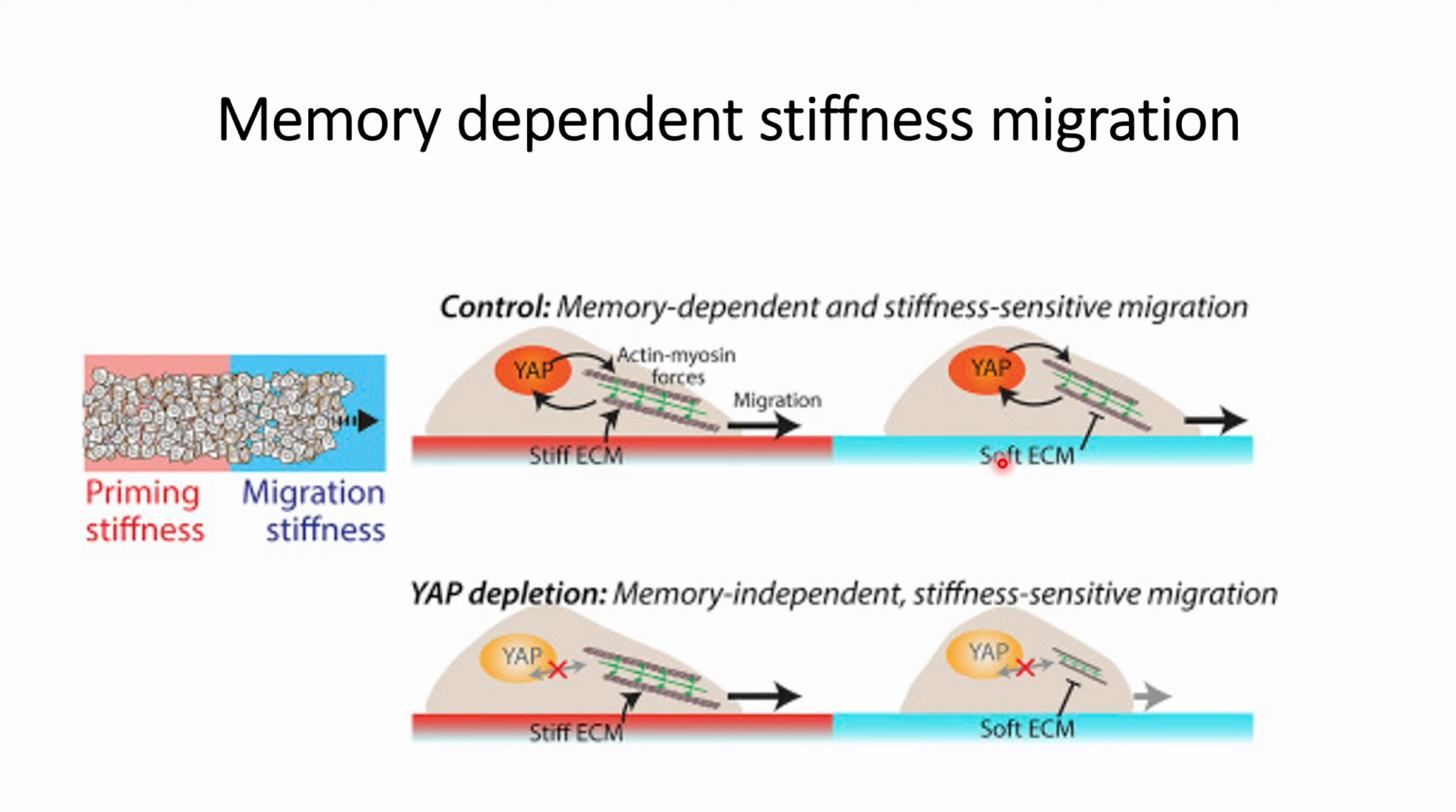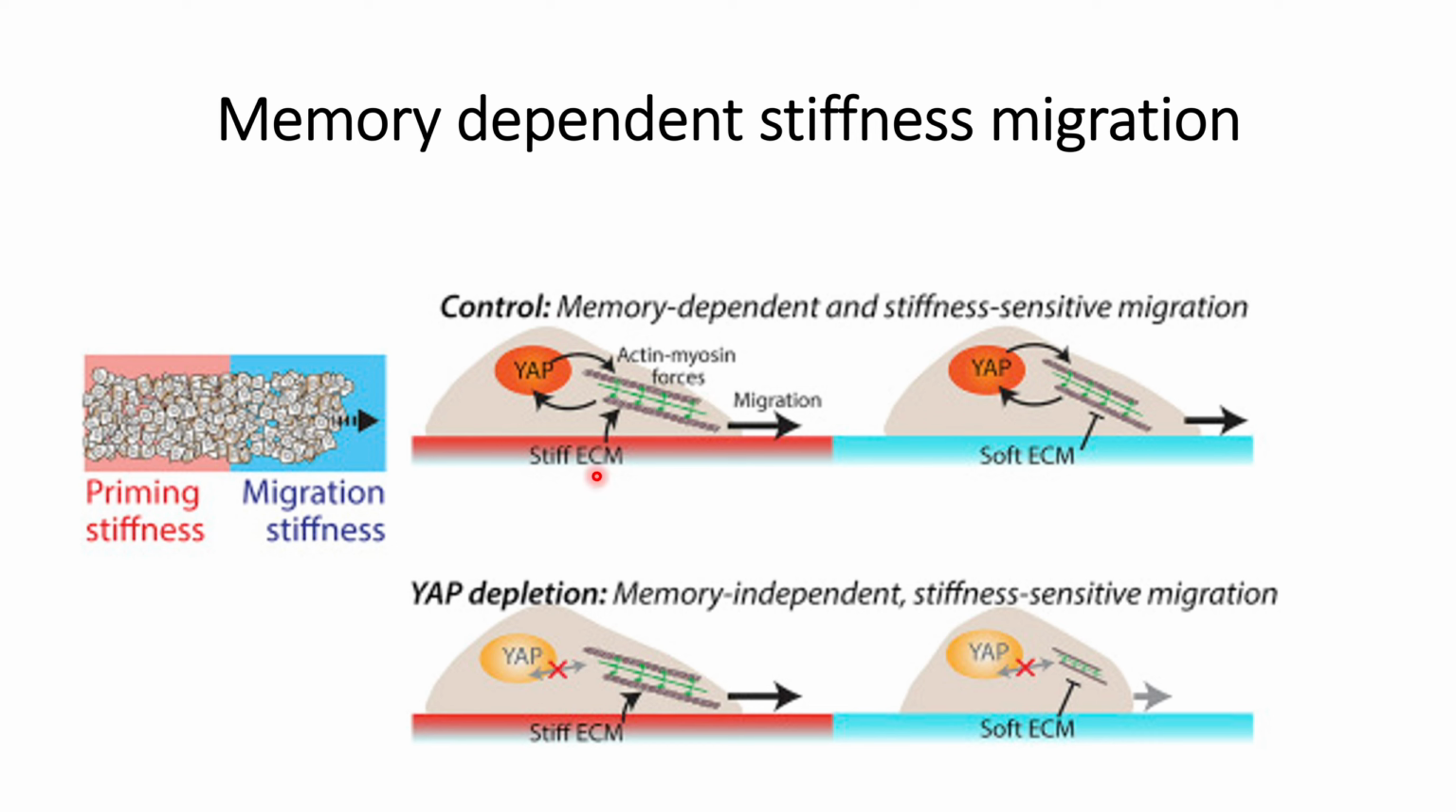usually what should have happened is that the cells should regain, or should not show this actin myosin dependent migration force, and this is what they have observed in homogeneous cells that are exposed to a homogeneous extracellular matrix. However, in this case, the cells continue to migrate in the same way that they did in the stiff ECM conditions, and the reason they found is that YAP is regulating this actin myosin force.